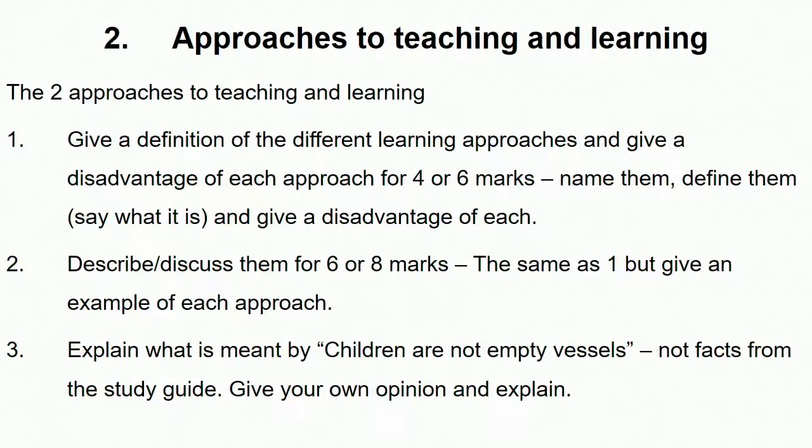A second kind of question: two approaches to teaching and learning. Give a definition of the different learning approaches and give a disadvantage of each approach for 4 to 6 marks. So here you have to name them, define them, say what it is, and then give a disadvantage of each. Now, read the question clearly. It doesn't ask for advantages, so you only give disadvantages. In other questions, advantages and disadvantages could be asked.